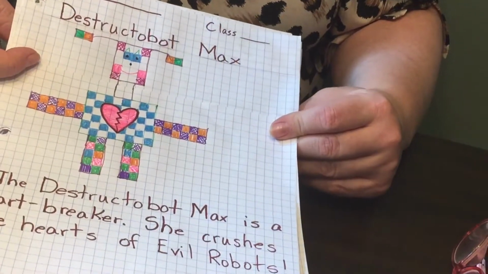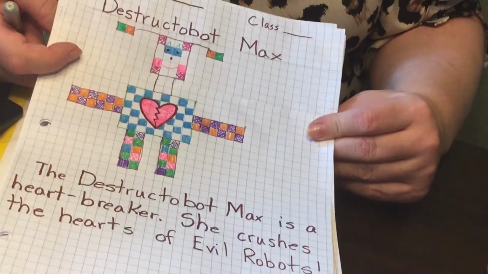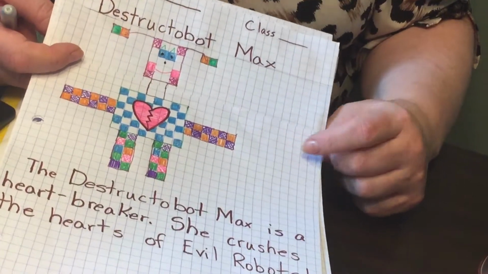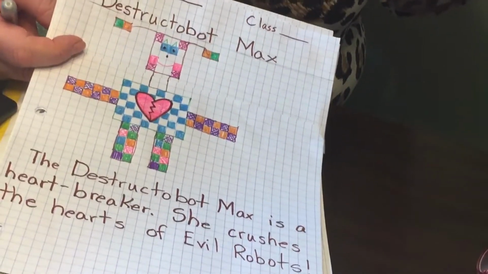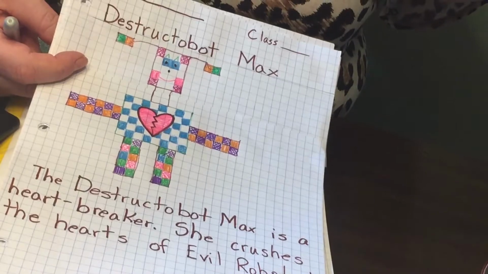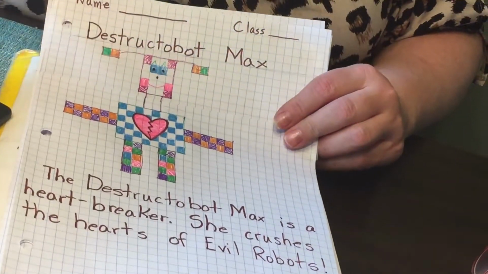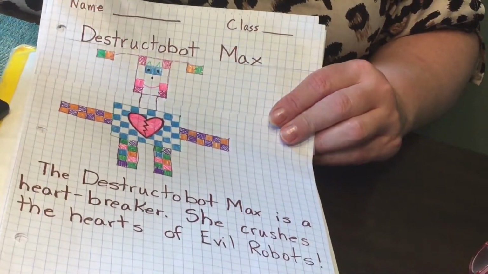I just felt like I wanted to use my pink gel pen a lot, so she ended up being a little, she's not very destructible. But I made a little story about her. The Destructobot Max is a heartbreaker. She crushes the hearts of evil robots, so that's why she has a broken heart there. She doesn't have a broken heart, but she breaks hearts.